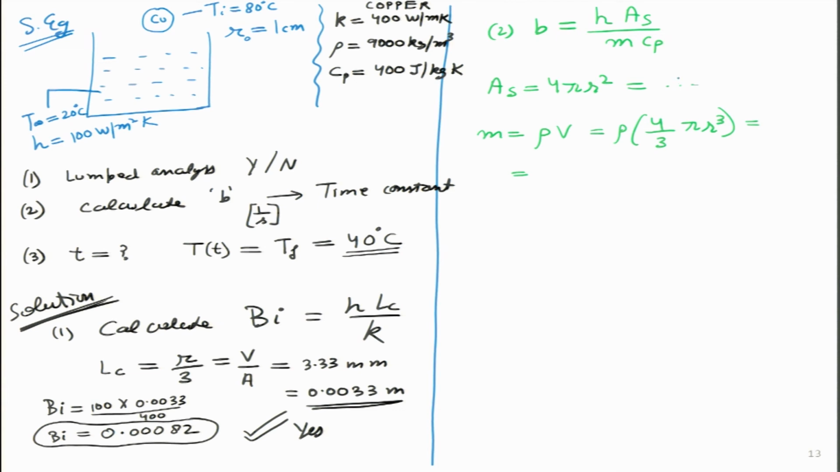So, As turns out to be 1.256 times 10 power minus 3 meter square, and if you do the whole calculation, the mass turns out to be about 37.7 gram. You can imagine it is just a 1 centimeter diameter copper ball, so the mass is very small. I will write it in kgs here.